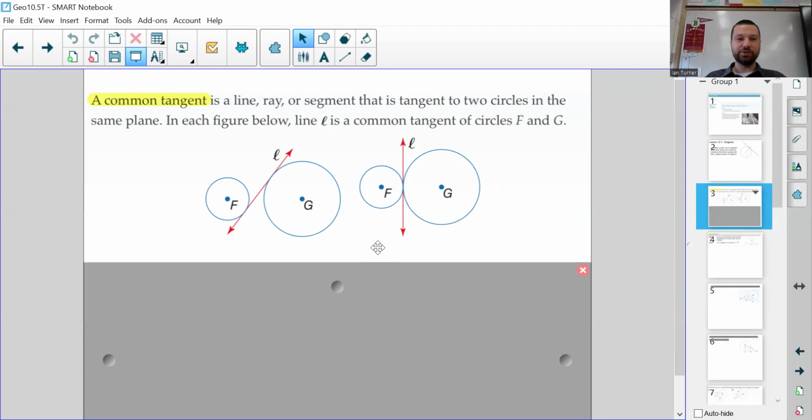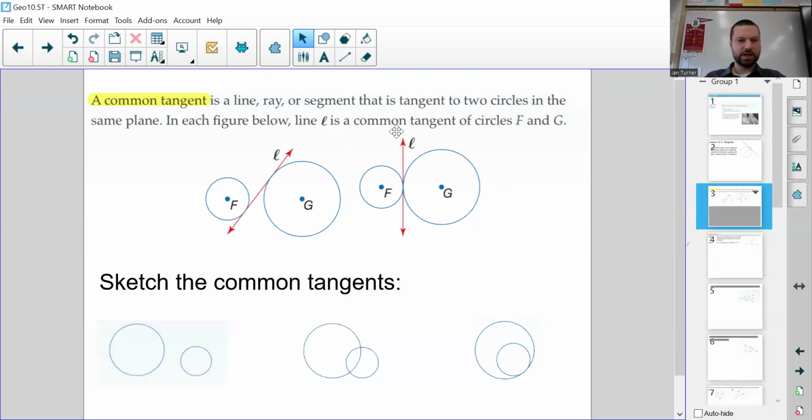A common tangent is a line, ray, or segment that is tangent to two circles in the same plane. In each figure below, line L is a common tangent to circles F and G. So you can see how we could have two circles, and the tangent line is just going to touch F here and then touch G here. Or you could have one where the circles are just touching at one single little point, and the tangent line is going in between them. Okay?